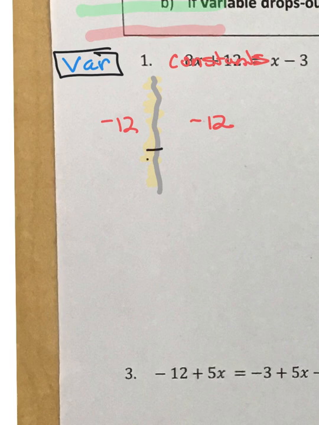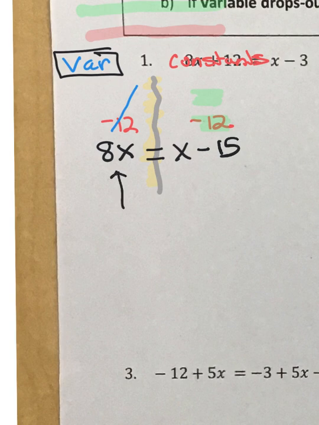And then always line up your equals. It just makes things organized. Doesn't a positive 12 and a negative 12 give you 0? And doesn't that leave us just an 8x on the left-hand side? On the right-hand side, don't we still have the x? But now we have a negative 3 and a negative 12. So what is a negative 3 plus a negative 12? Wouldn't that be negative 15? So now don't we have just variables on this side?